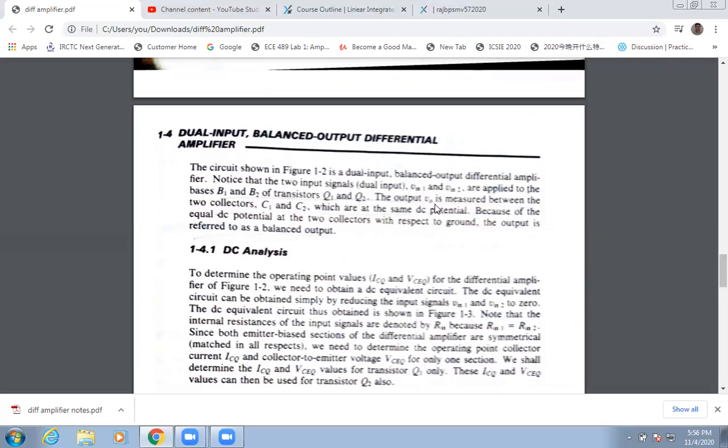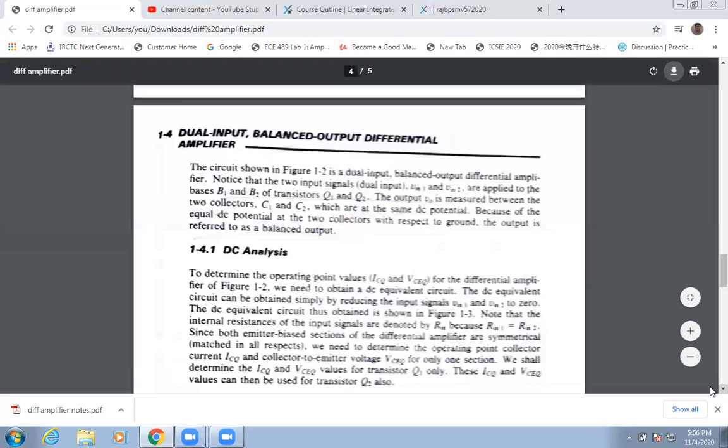The output Vout is measured between the two collectors, that is C1 and C2, which are at same DC potential. Because of the equal DC potential at two collectors with respect to ground, the output is referred as balanced output. We can say that as the equal DC potentials are available at the collectors with respect to ground, that's why it is referred as balanced output.